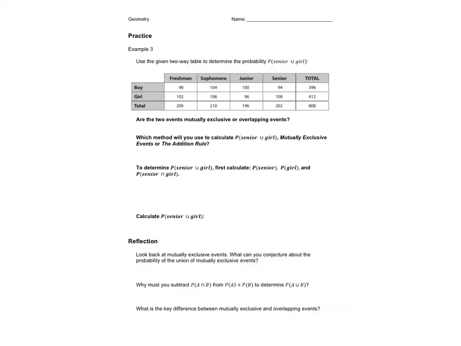Let's look at one final example here. This is example 3, and it has a two-way table. You may have seen some two-way tables in Algebra 1 and maybe in 8th grade math. They're back here in geometry, believe it or not.